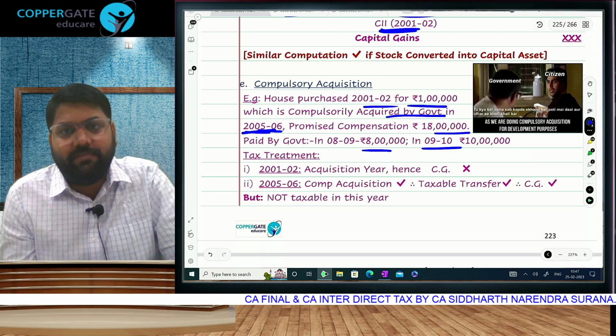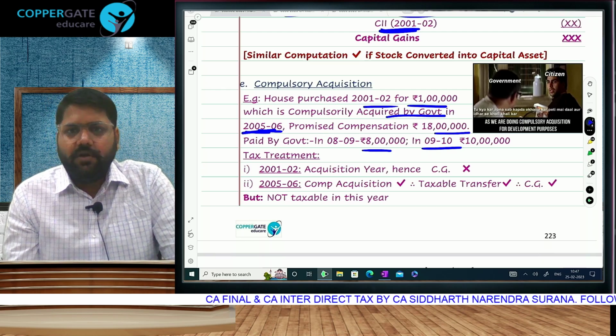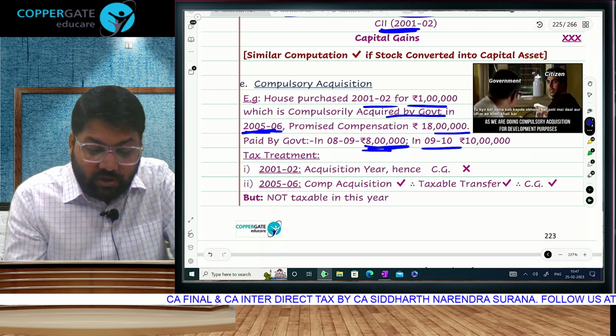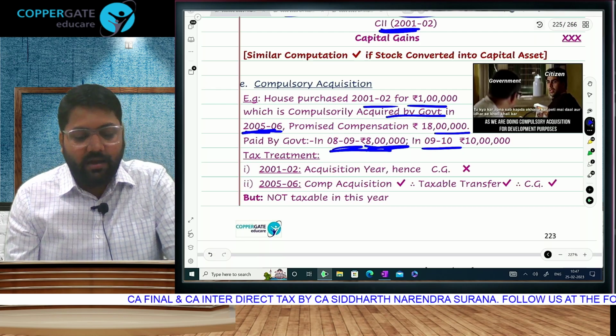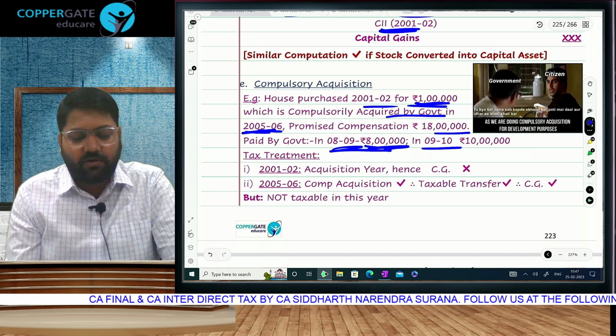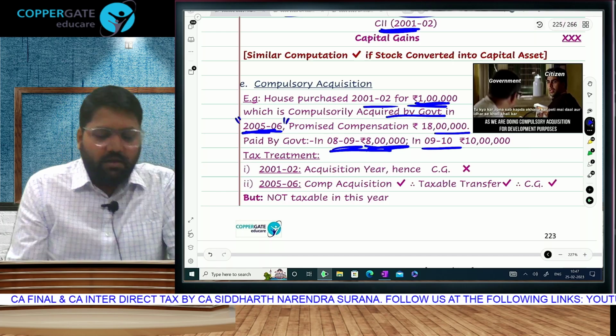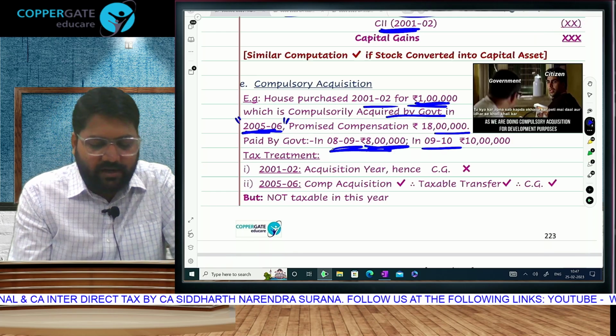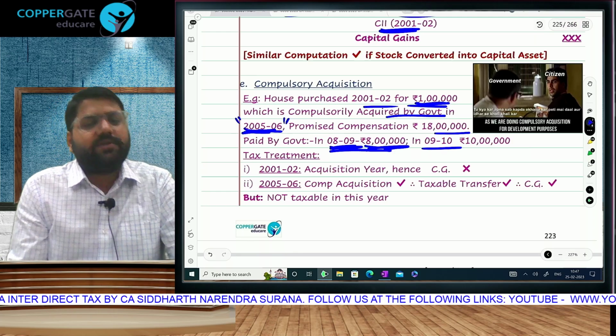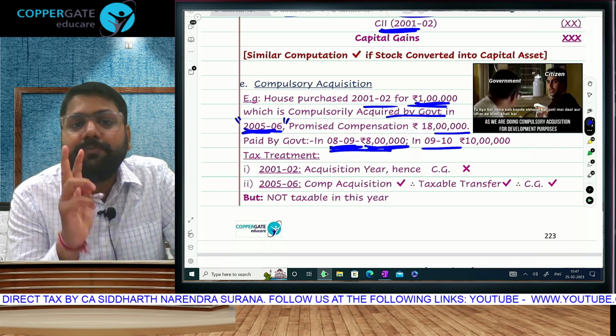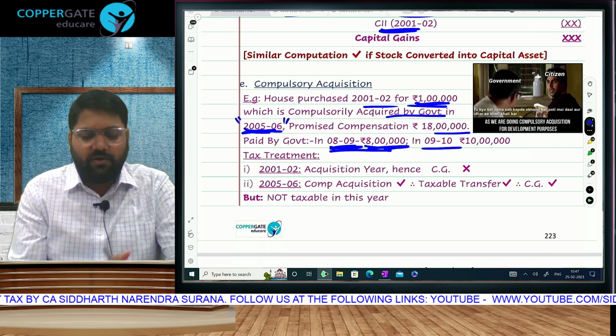However, taxability will be postponed to the year of receipt of money, to the year of receipt of first installment. In this year, the entire 18 lakh will be taxable because deduction also we will take off the full cost of acquisition of 1 lakh. So, we are not taxing in the year of compulsory acquisition, we are postponing it to the year of installment. But once again, what is the importance of this year? End of holding period, end of indexation.